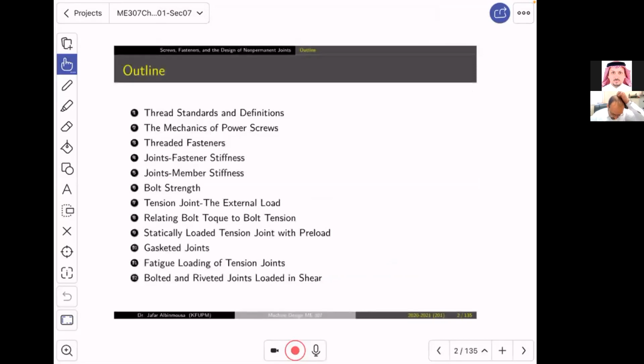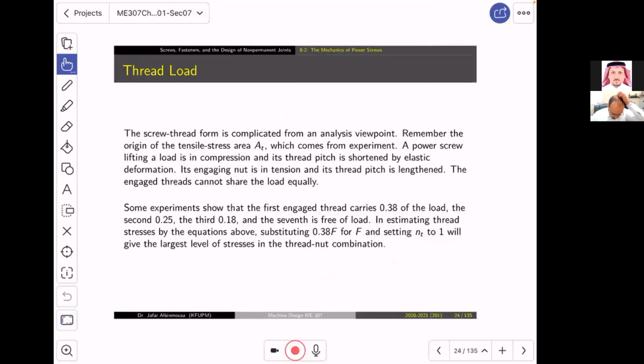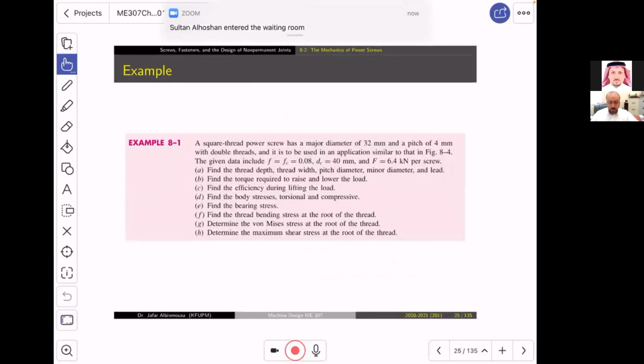I updated my slides. I added a few equations in one section, but we'll consider that later. Don't worry about it. I will update the slide on the blackboard as well. But for now, we stopped at this problem, the one you are seeing in front of you right now.